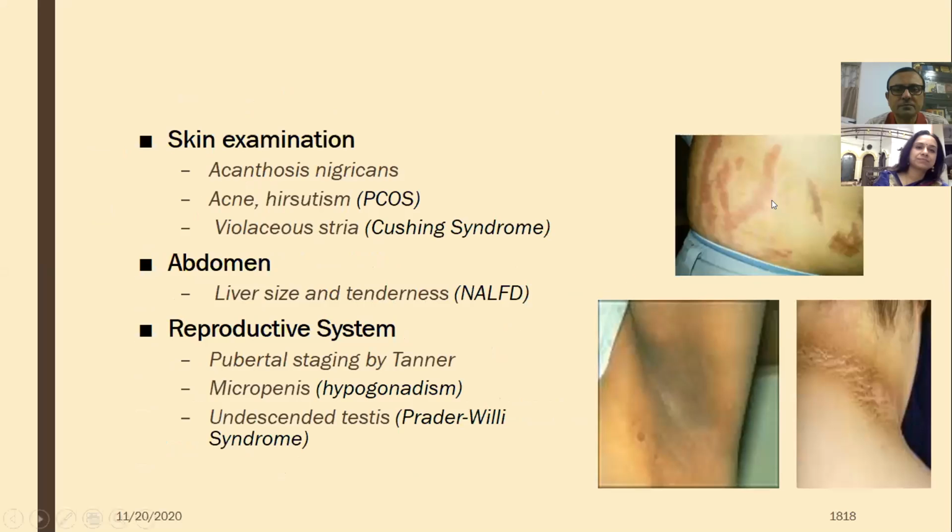Look at the skin. These are the violaceous striae suggestive of Cushing syndrome, the acanthosis nigricans in the neck and in the axilla suggestive of insulin resistance. Look at the liver for liver size and tenderness for fatty liver disease. Good to see the pubertal staging because hypogonadism may be present in some genetic syndromes, whereas a much more common so-called apparent micropenis is actually just a normal penis buried in the suprapubic fat. And look for undescended testes, again found in Prader-Willi syndrome.